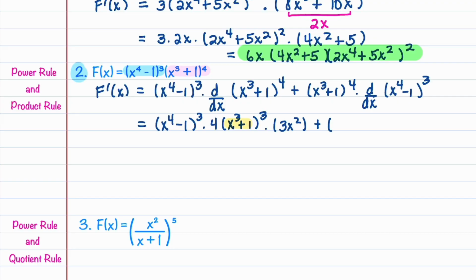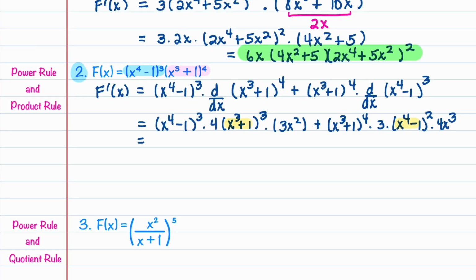We're going to add x cubed plus 1 to the 4th, and then we use the chain rule and take the derivative of x to the 4th minus 1 quantity cubed. So we bring down the 3, and then we have an x to the 4th minus 1 squared, and then we multiply that by the derivative of what's inside, which is 4x cubed. Now we have to simplify all of this. I think it's easiest if we simplify both terms first and then see what combines.